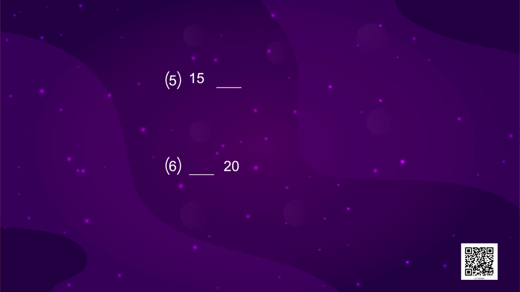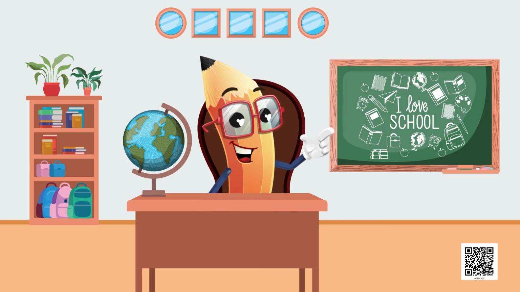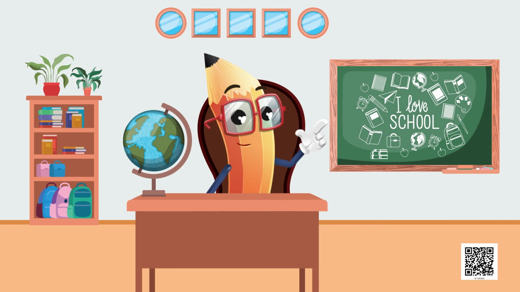Okay, tell me now, what comes after 15? 16, 14 or 10? 16. And what comes before 20? 10, 19 or 21? 19. Well done, children. So, these were the numbers from 10 to 20.